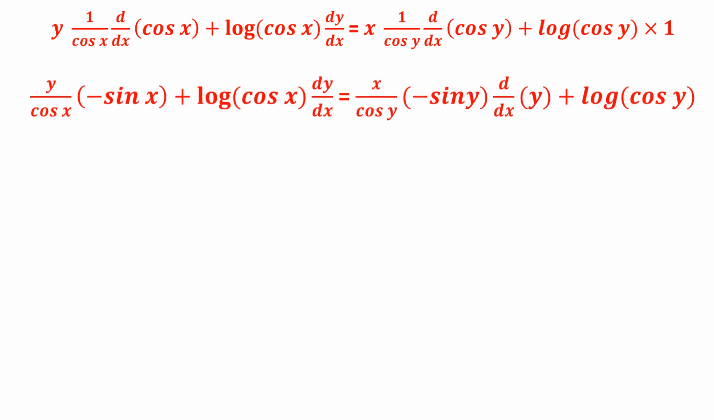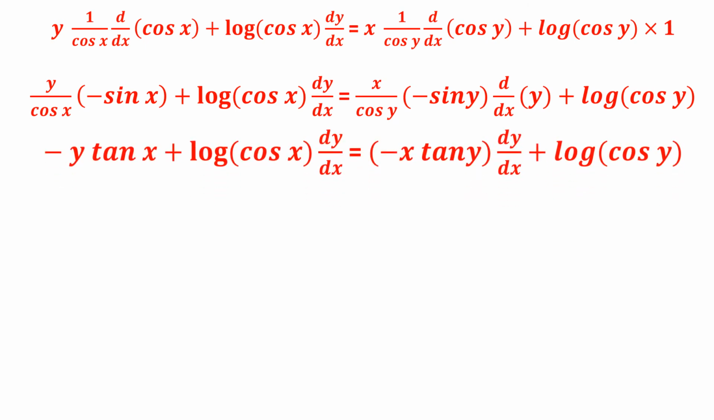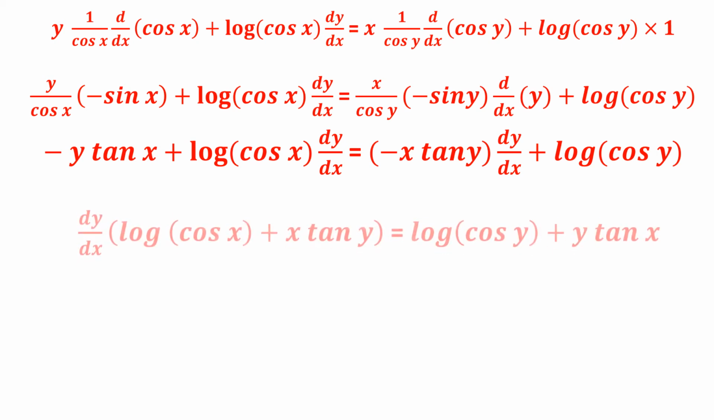Let us continue. Differentiation of cos x is minus sin x, and differentiation of y is dy by dx, and on the right hand side the differentiation of cos y is minus sin y into dy by dx. That we should be careful, plus log of cos y. Let us arrange the terms now. Sin by cos is tan, therefore minus y tan x plus log cos x into dy by dx. Again sin y by cos y is tan y, for minus x into tan y into dy by dx plus log of cos y. As usual, let us try to collect all dy by dx to one side.